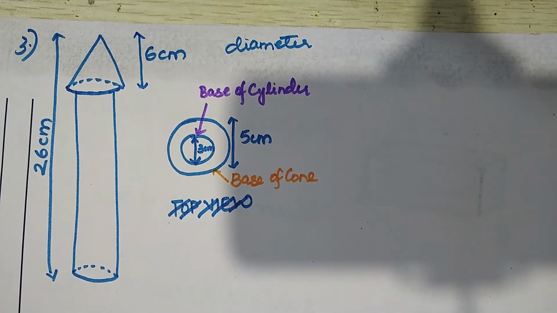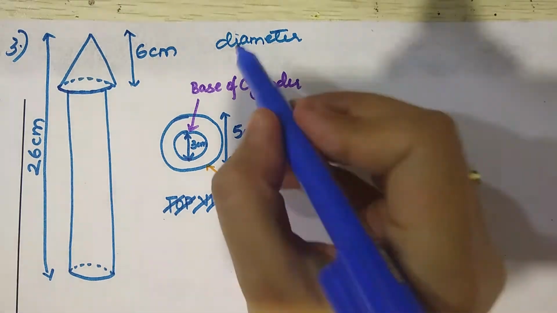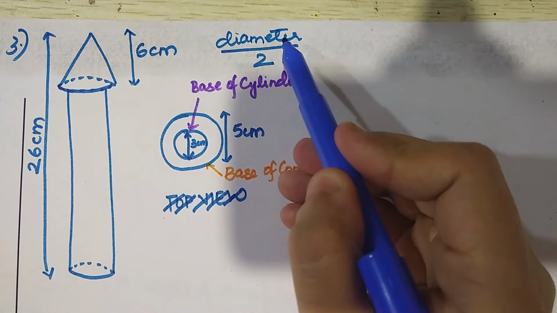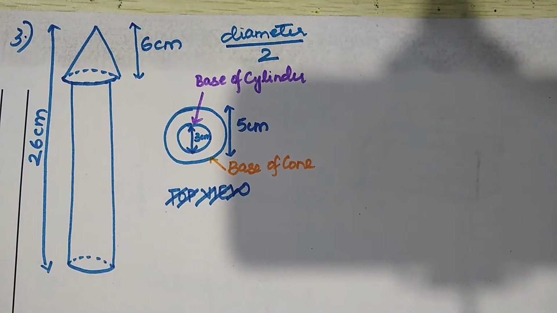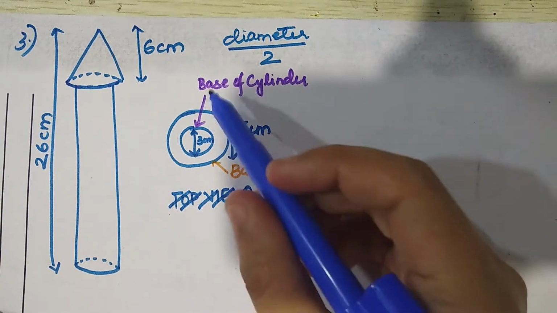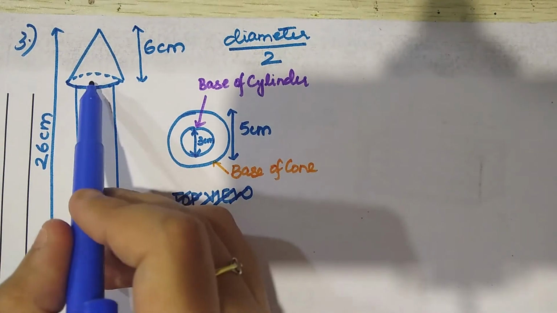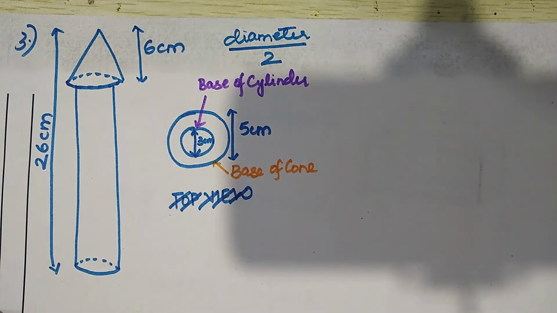In most of our calculations and formulas, you use radius, right? So for radius, you'll have to divide the diameter by 2. But remember, in most of the example problems here, diameter is what is given, so you'll have to be very careful with it. Anyway, we are discussing here the base of the cylinder and base of the cone. So base of the cone is given as 5 and base of the cylinder is given as 3 centimeter.